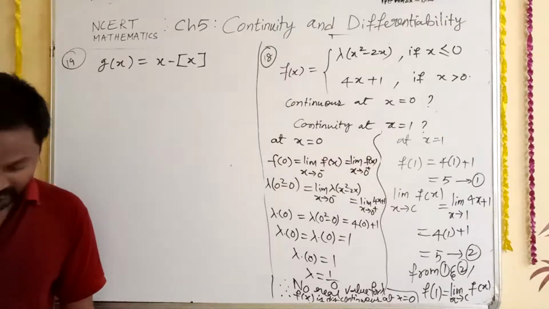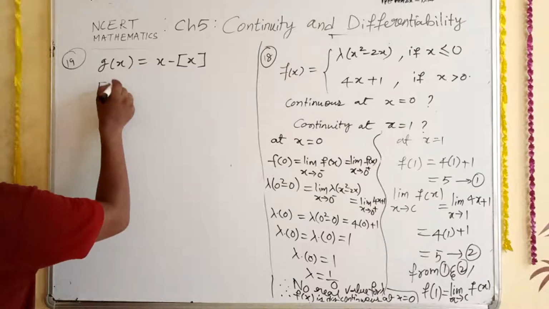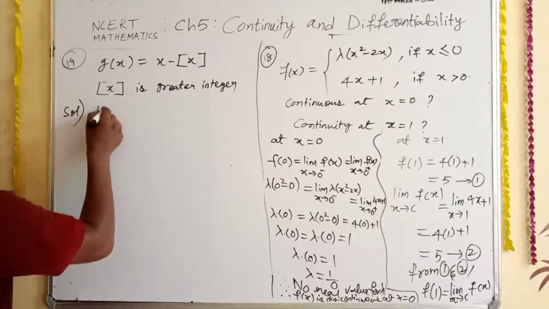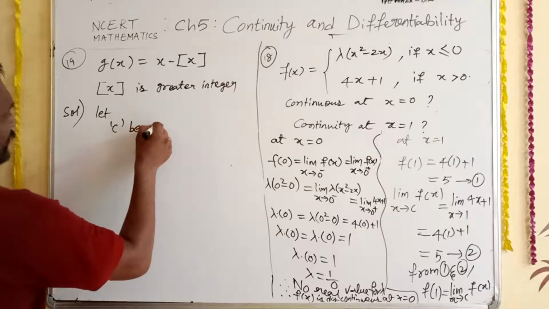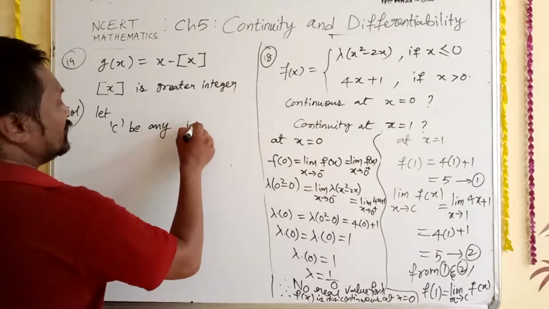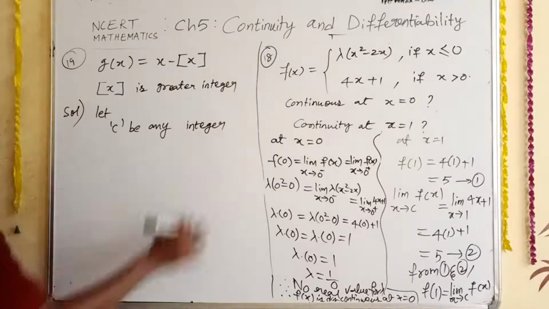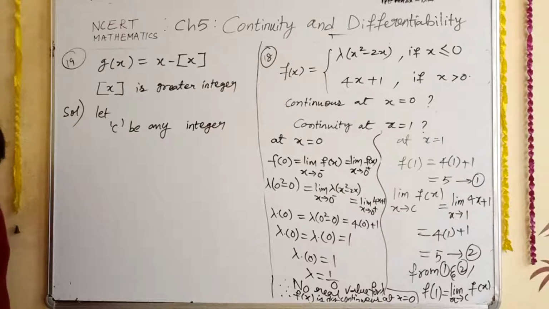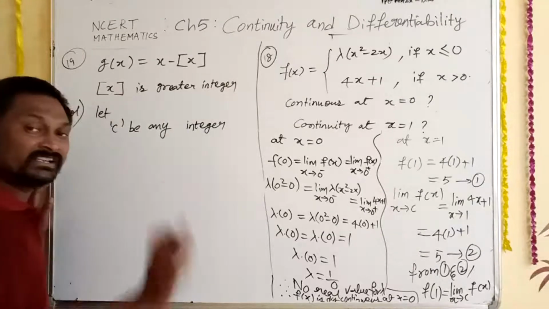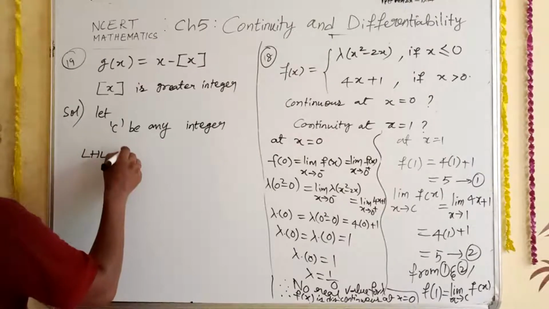So again, a simple question. How to solve, concentrate here. Now first we write the solution. Let c be any integer. Here not a real number, because in your question it is given as an integer. So if c is any integer, then we will check the right hand limit and left hand limit, and whether it is continuous or discontinuous at all the integer points. So how to solve now? First left hand limit. Then we'll write limit.